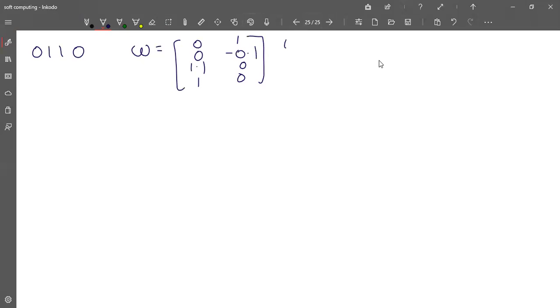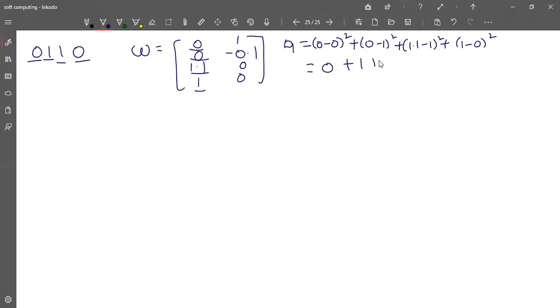So yeah, now let's find D1: (0 minus 0) square plus (0 minus 1) square plus (1.1 minus 1) square plus (1 minus 0) square. So this gives 0 plus 1 and 1 plus 0.01 plus 1. So it's 2.01.